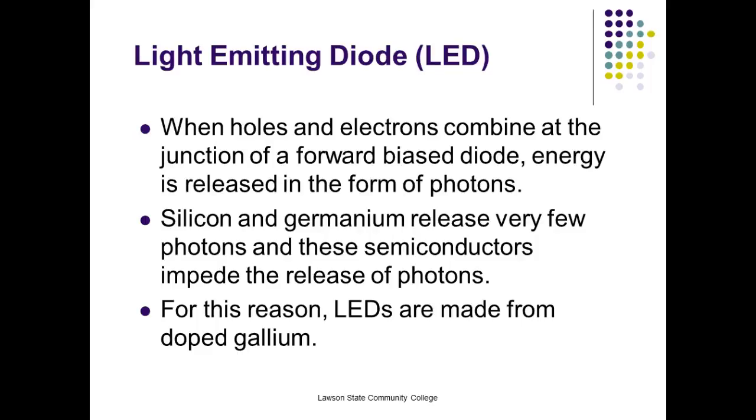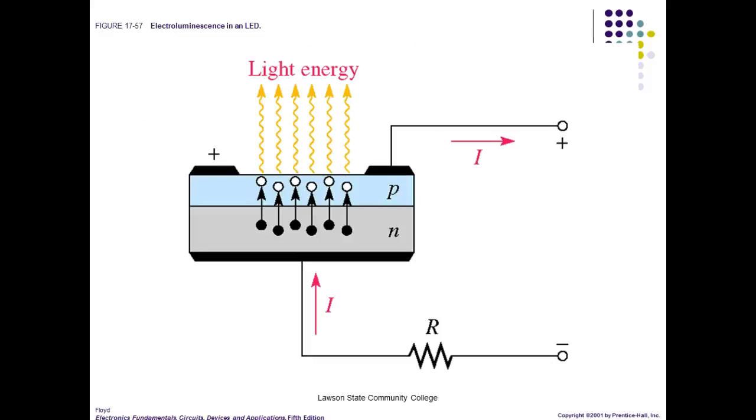So for this reason, LEDs are not made from silicon. They're not made from germanium. They're made from another semiconductor called gallium, so we make these out of doped gallium. So this is what's going on here. This is the way an LED works. What you see is you actually have sight of the PN junction. If you get a really good magnifying glass, you're not going to be able to see very much, but you could actually see the PN junction inside these things.